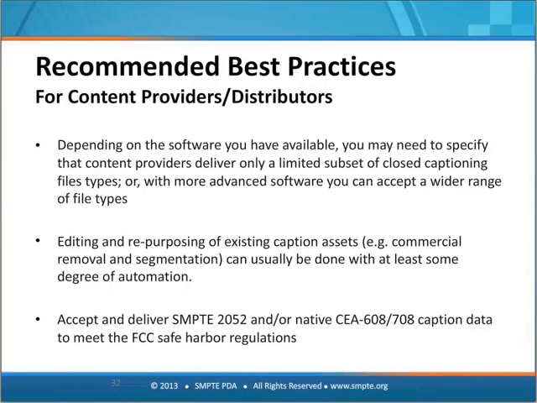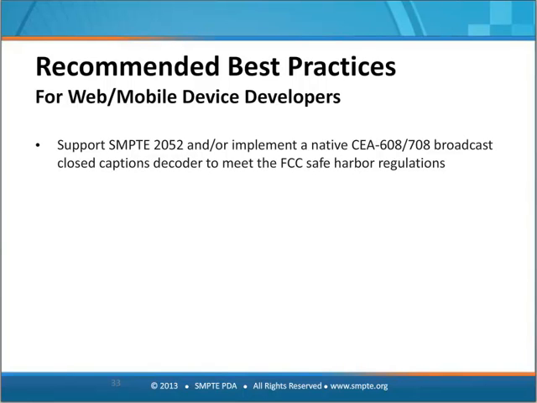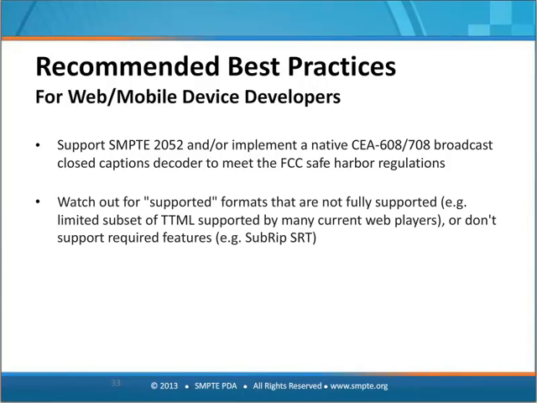Try to target SMPTE 2052, SMPTE time text, or at least native 608, 708 caption data for your distribution targets, so that you are falling within those FCC safe harbor regulations. Because if you're delivering something else, then somebody might point the blame finger at you when things go wrong. And for web and mobile device developers, if you haven't already, please try to implement support for SMPTE time text, or at least native 608, 708 data, so that you also fall under those FCC safe harbor regulations. If you're supporting a different format, then if things go wrong, the finger points at you.